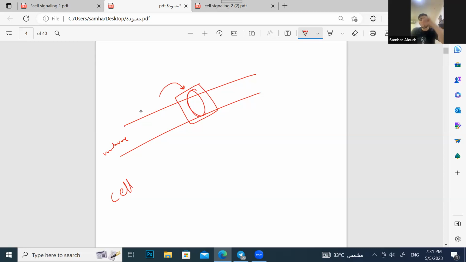The other type is the intracellular receptor. So the receptor is actually inside the cell or inside the nucleus. The ligand needs to first pass the membrane, then bind to the nuclear receptor or intracellular receptor. So we have two types of receptors. The first one is the membrane receptor, where the ligand binds to the receptor on the membrane. The other type is the nuclear receptor or intracellular receptor, and the receptor is inside the cell. So the ligand first needs to pass the membrane and then bind to the receptor inside the cell.